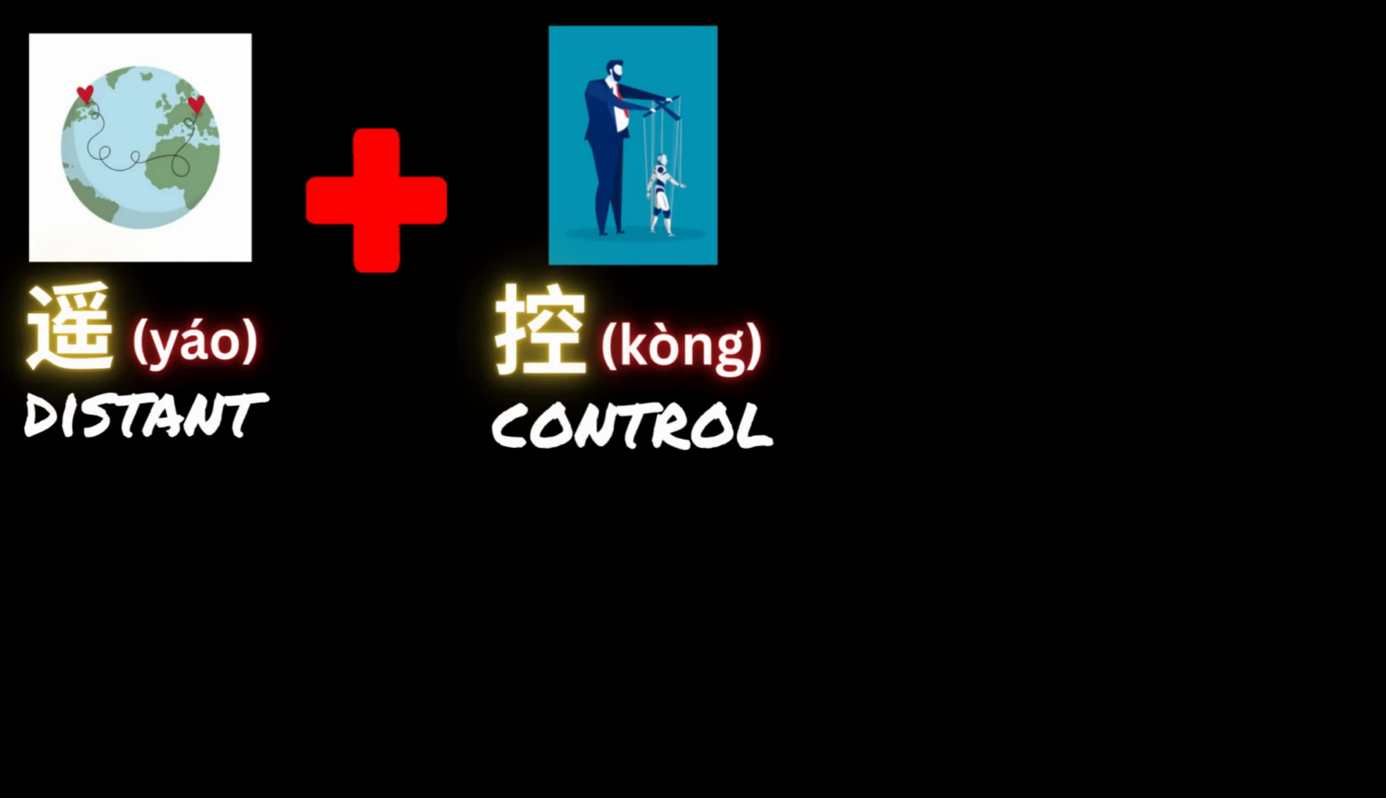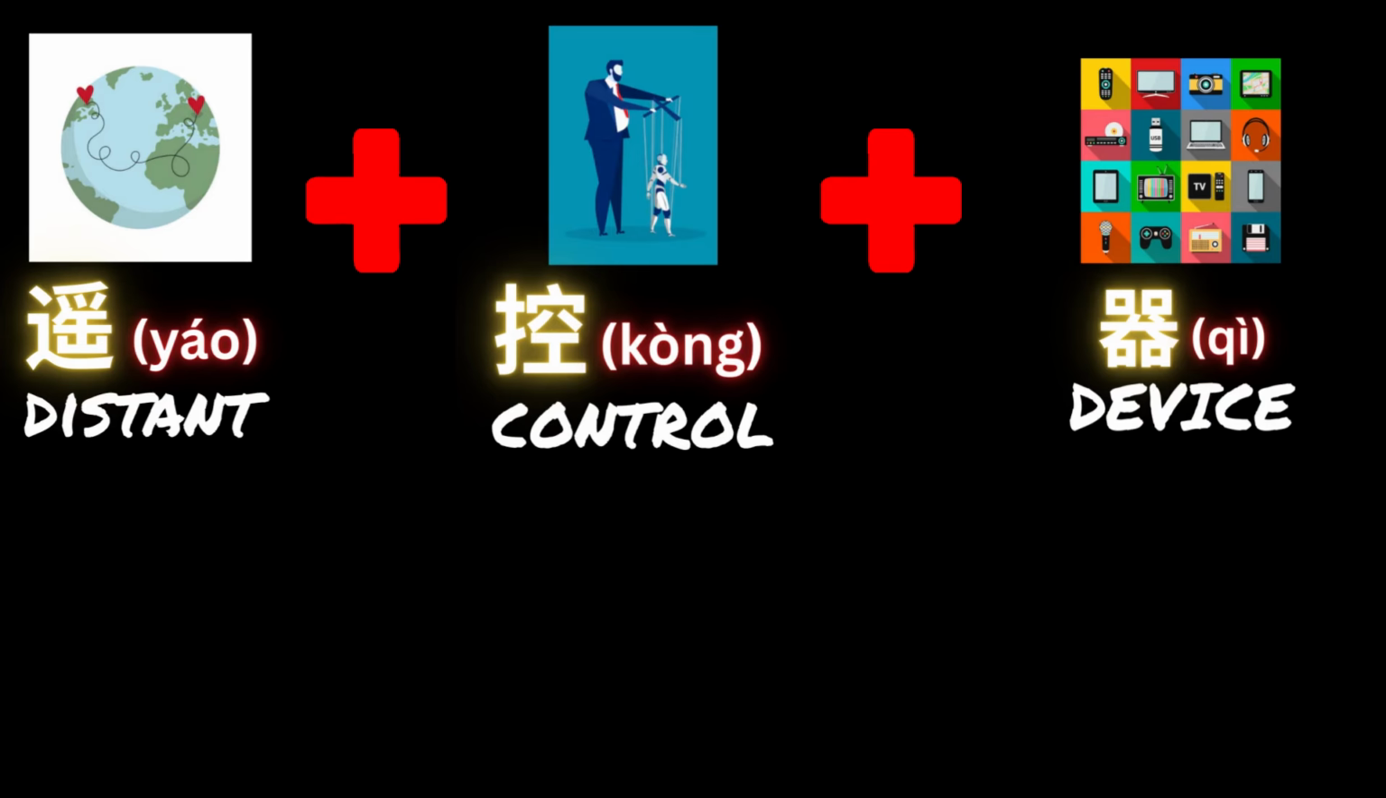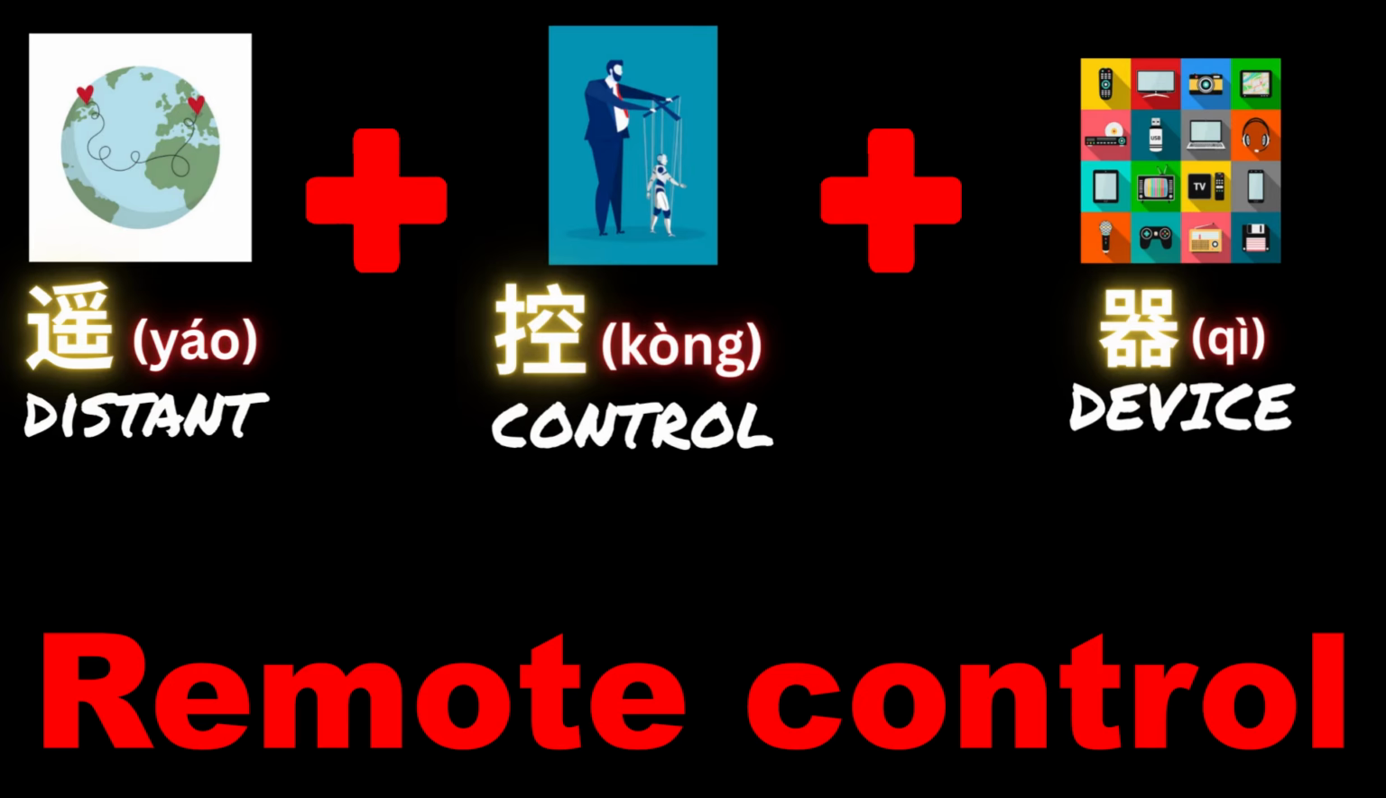Now here's an interesting one that I think you all will get. If we take yao, which means distant, and add kong, which means control, and then we add qi, which we've seen before, that means device, you'll have yao kong qi, or distant control device. What's something that you use to control things from a distance? That's right, a remote control. Yao kong qi means remote control.